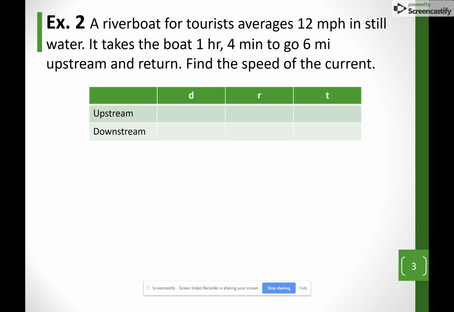All right, from the previous video, we got that 6 over 12 minus x, which was the time upstream, plus 6 over 12 plus x, which was the time downstream, was equal to 16 over 15. Now, our least common multiple is 15. We'll multiply everything by 15, by 12 minus x, and by 12 plus x.